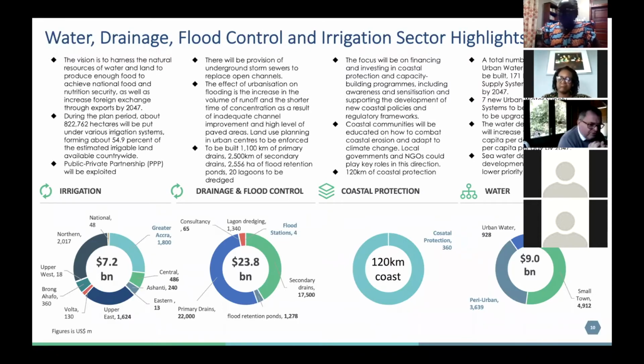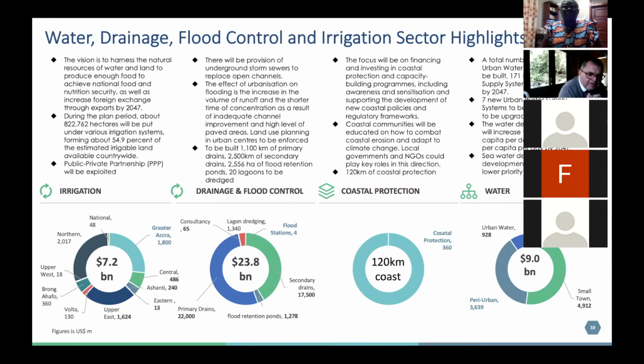Drainage and flood control: with the increased urbanization, there will be increased risks of flooding within the cities, and so land use planning will be enforced, or hopefully will be enforced more rigorously. On the eastern side of Ghana, in the coastal regions around Ada and Keta, coastal protection is still a concern, and they have plans for about 120 kilometers of coastal protection there, costing around $360 million.